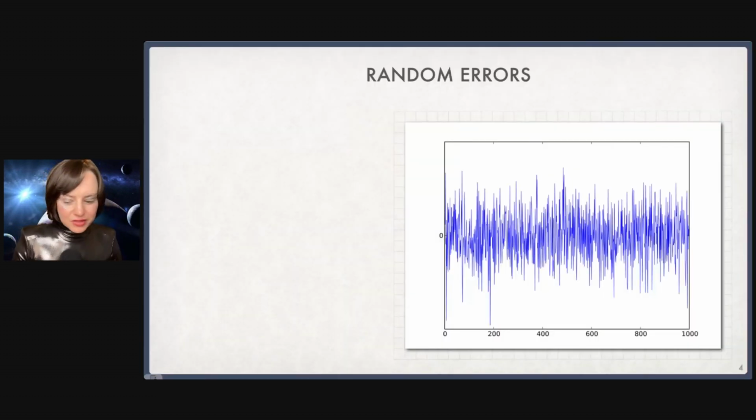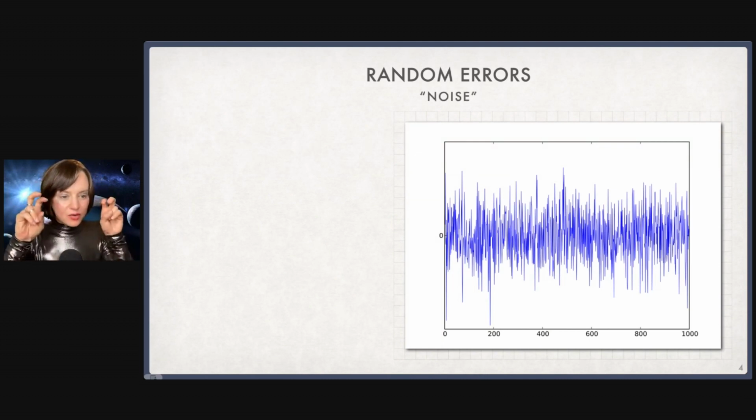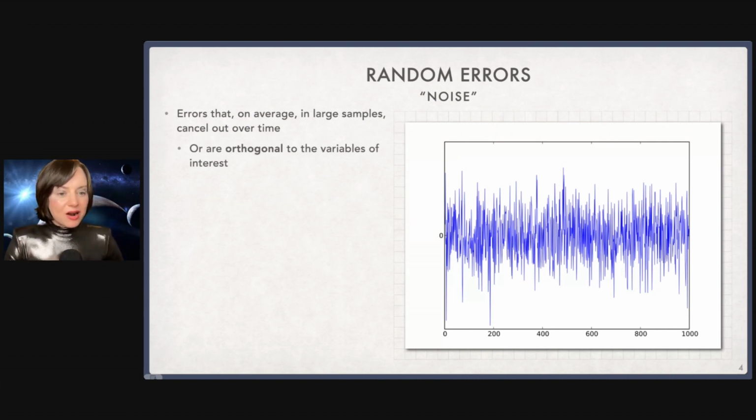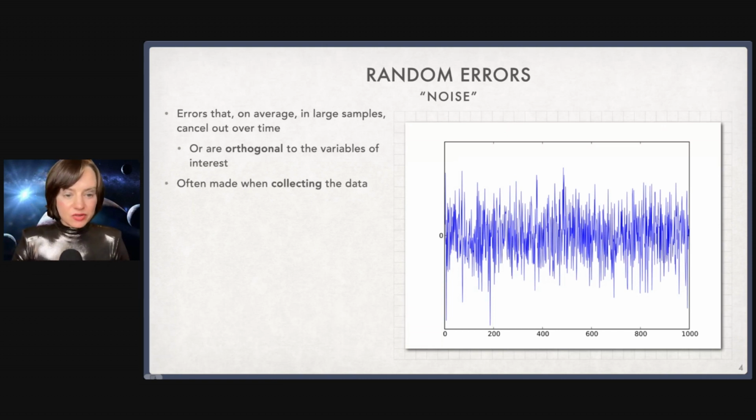So random errors. A data set could contain random errors. This is often called noise. We might say we have a noisy data set. There are a lot of random errors in it. These are errors that, on average, in large samples, cancel out over time. Or we might say they are orthogonal to the variables of interest. They do not move in any way associated with the variables of interest.